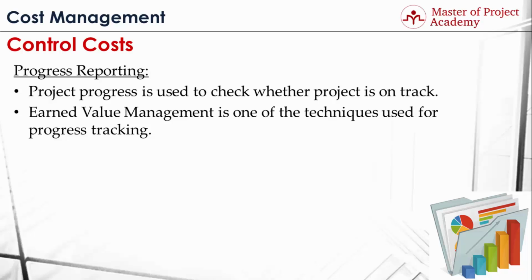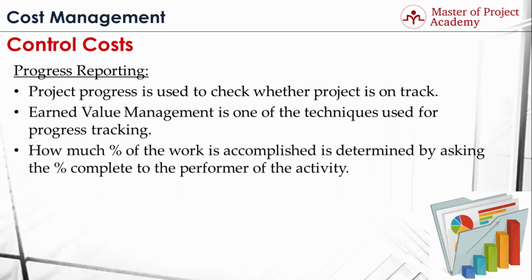The fundamental point of progress reporting in a project is determining what percent of a task is completed. How much of the work is accomplished is determined by asking the performer of the activity for the percent complete. For example, during your project progress check, in order to determine the overall completion percentage, you have to ask each resource of your project at what percent he or she is in his or her task, because the percent complete of each task constitutes the overall percent complete of the project.